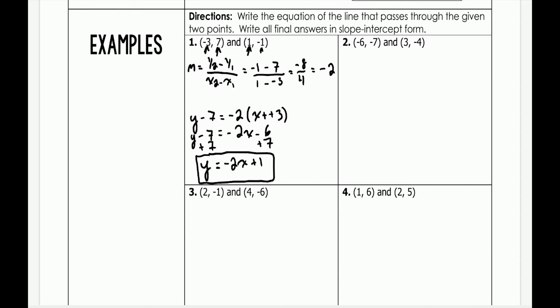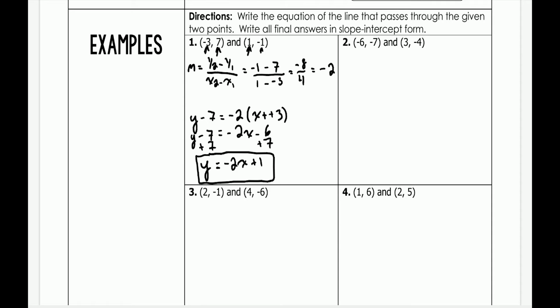Now, I just made a mistake. It happens. What you need to do is pay attention whenever you are going through these problems, because you could make a simple mistake like that. Now, let's move on to number 2.